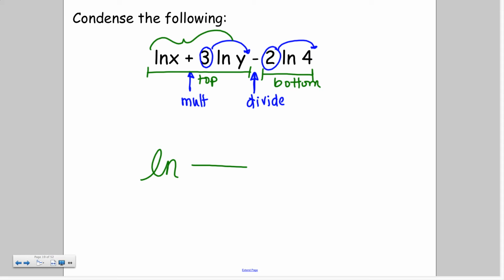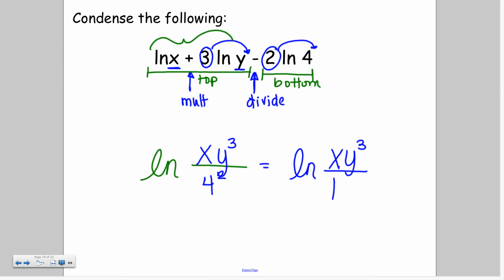All right, so the first thing that we're dealing with on top is the ln of x. So we put x there. The next one that we have is y, and it has an exponent of 3. Now, that takes care of the top. Now we have to take care of the bottom. And all that is on the bottom is a 4, but it is raised to the second power. So we would put the 2 there. Now you can go ahead and simplify that out. So ln of xy cubed, and then 4 squared is 16. All right.